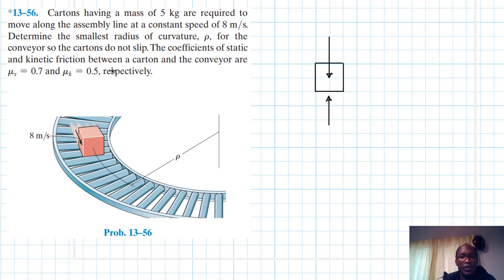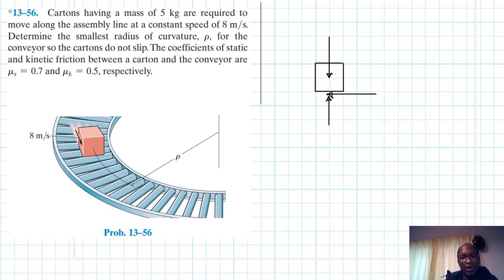As the carton moves in this curve, we do not want it to slip in this direction. We don't want it to slip in that direction, so it means we need some friction in that direction. So our friction will be in this direction, like so. Okay, this is our friction.